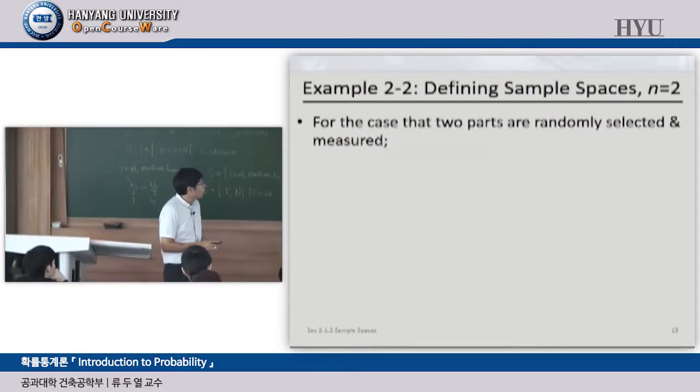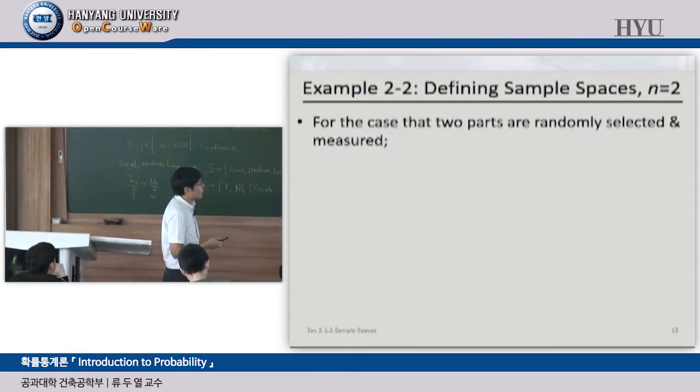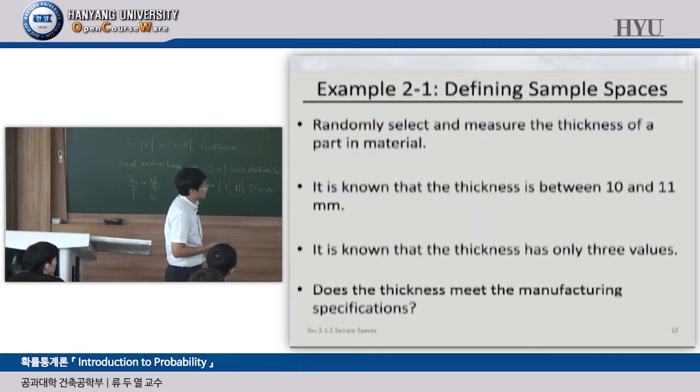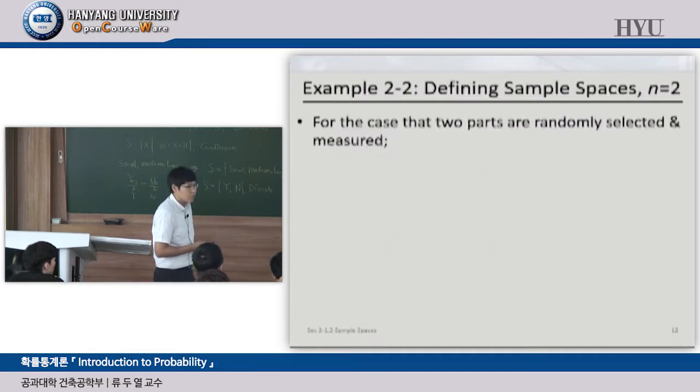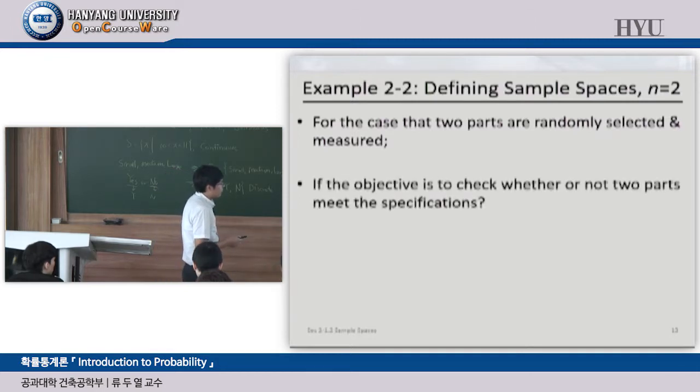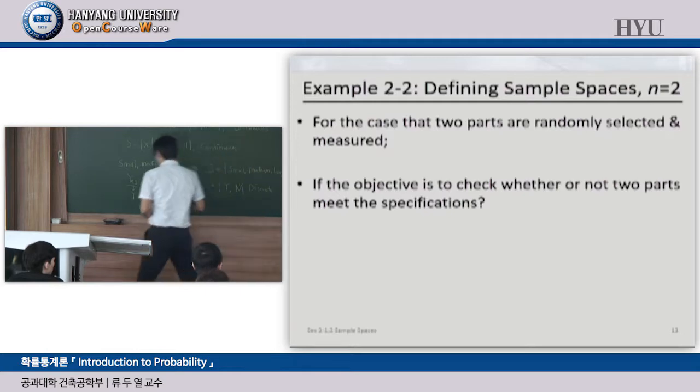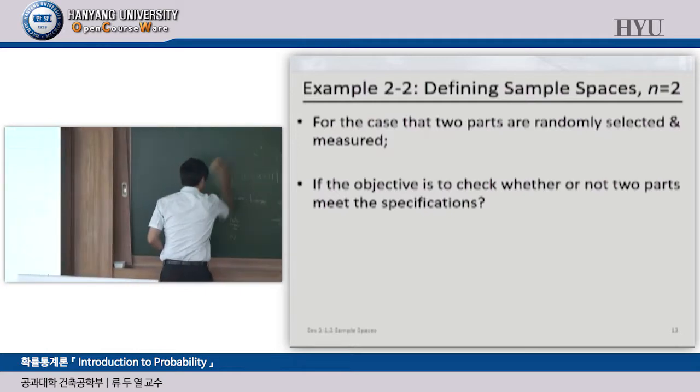And now we are considering two sample spaces, two parts. And in the previous slide, we just consider one part, right? We consider the thickness of one part in material. In this case, we are going to consider the two parts, the thickness from two parts. And if the objective is that two parts meet the specifications, the sample space will be as follows.